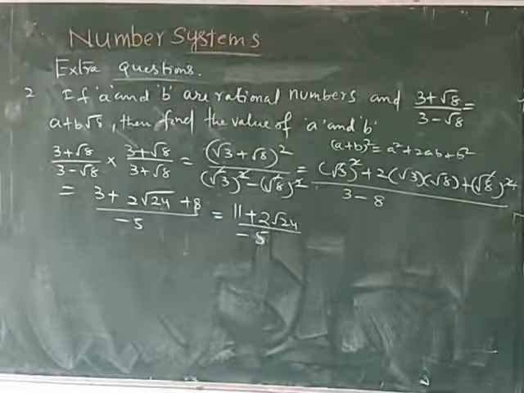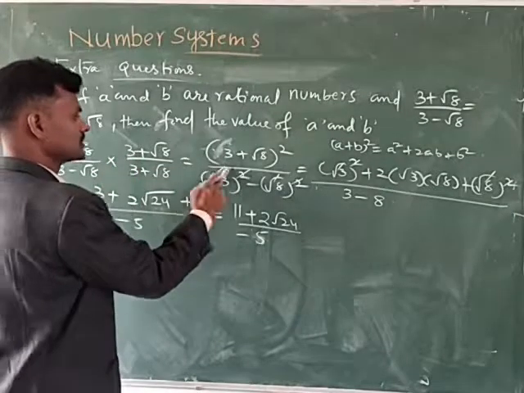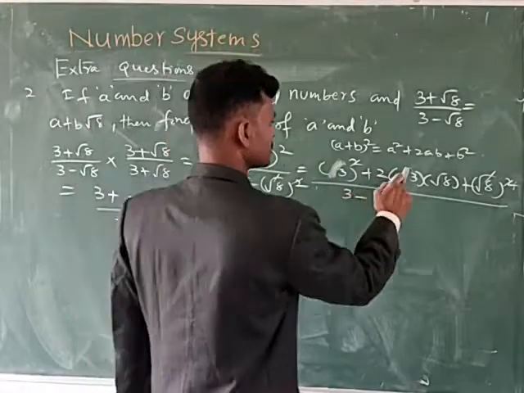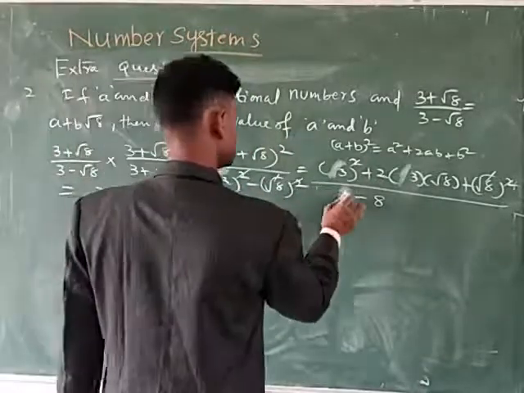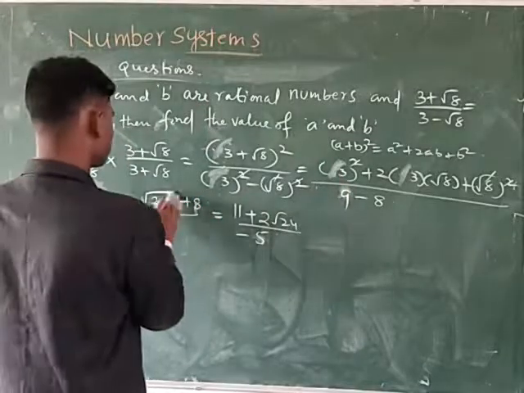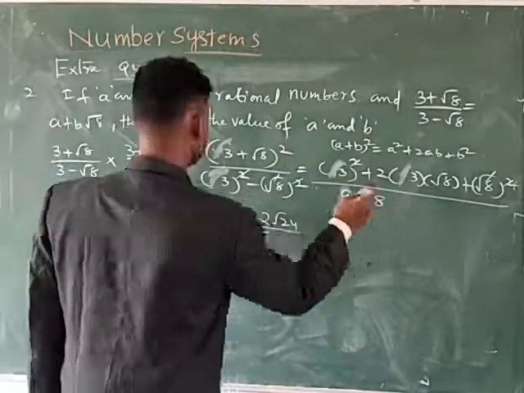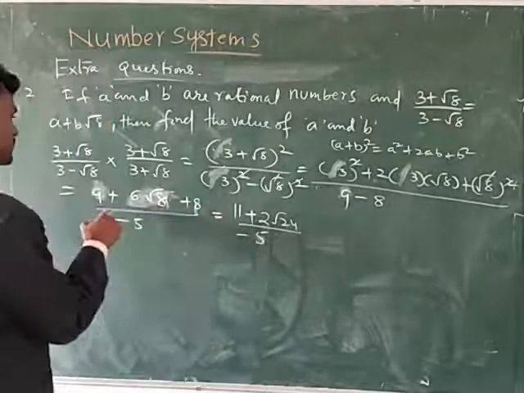Actually here you have to observe, I made a mistake here. Here there is no root. Here there is no root. Here also. Then here 3 square is 9. Here this is 9, 3 square is 9. Here 2 into 3 is 6. 6 root 8. Now correct this one is here.